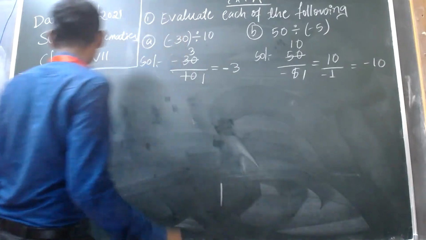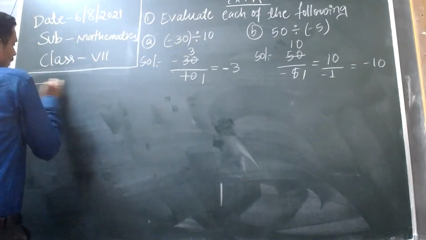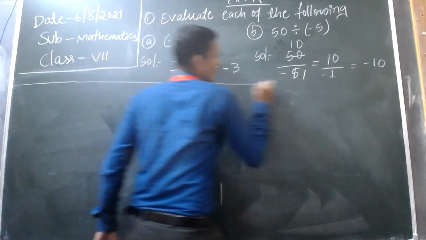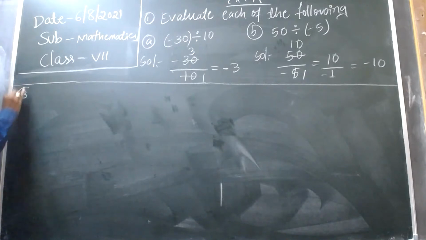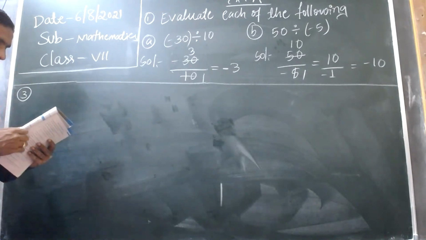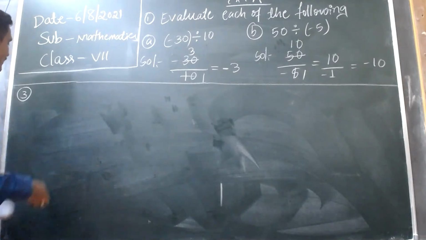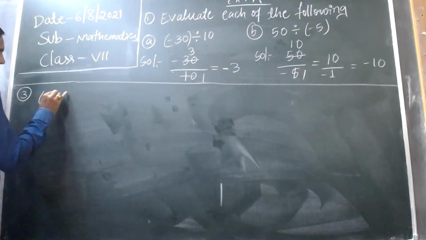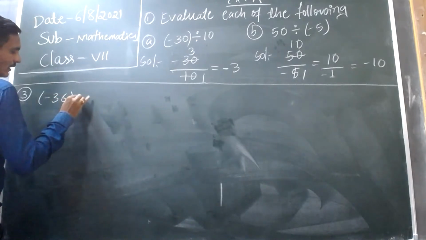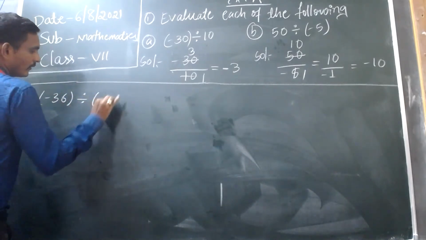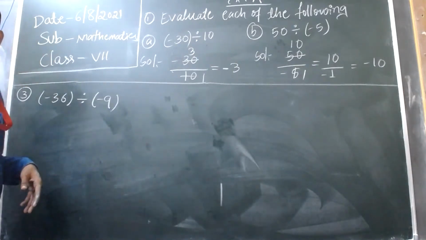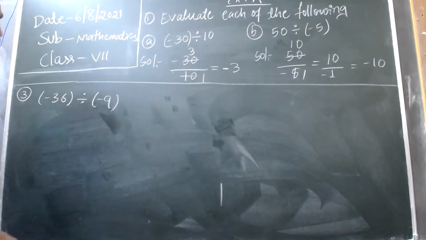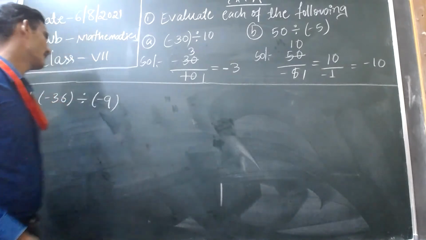Okay, like that we have to solve other problems also. So the next one, the third one, I will take here. So what is the third one? That is minus 36 divided by minus 9. Minus 36 divided by minus 9.